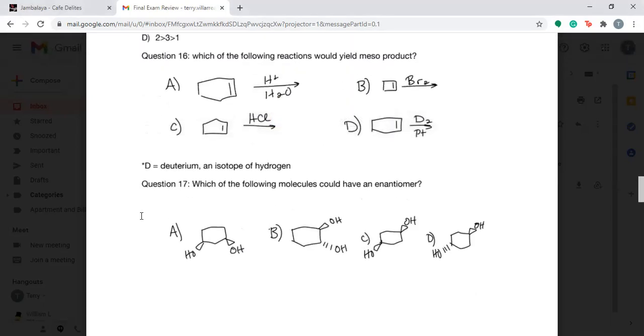17. Which of the following molecules could have an enantiomer? I know you guys are going to get this right immediately.